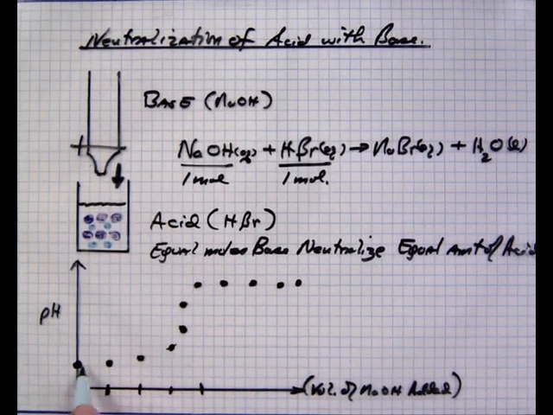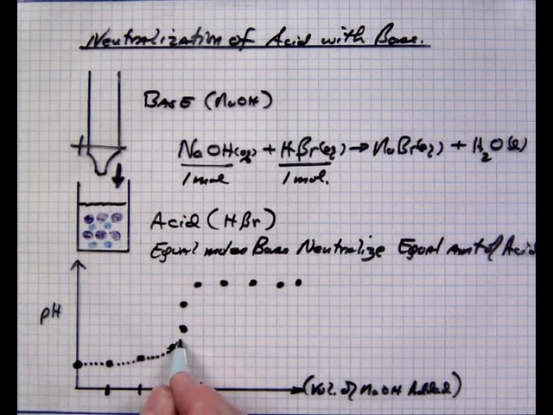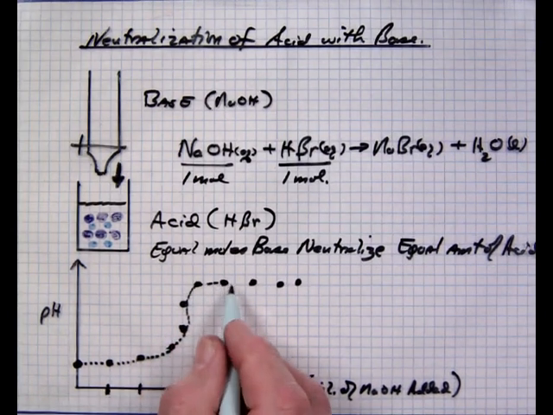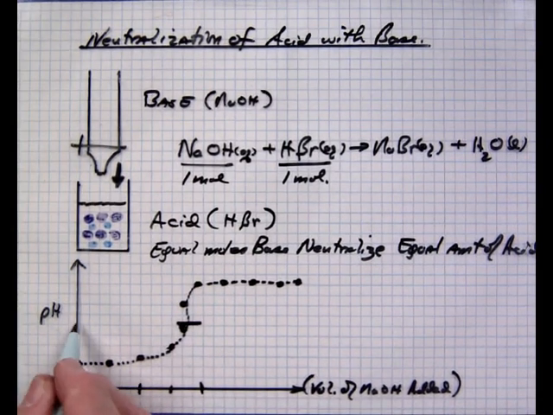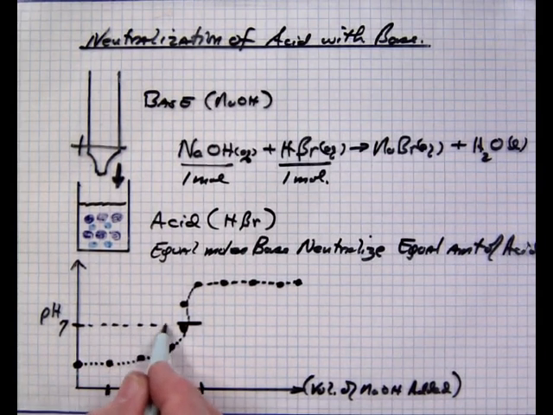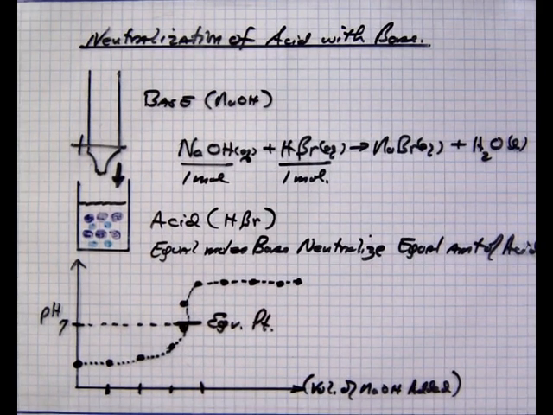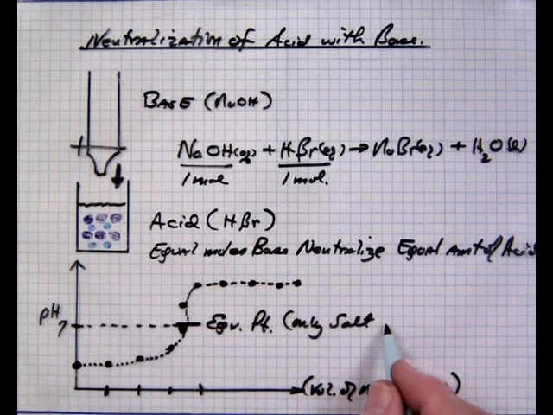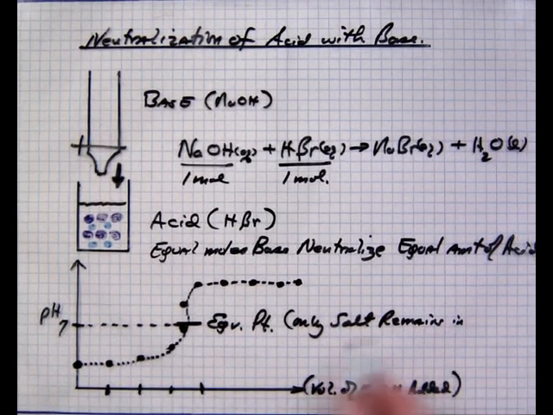So the reaction proceeds to neutralize the acid in the beaker, and as it does, the pH increases until we go through what is called the equivalence point, and in this case, for strong acid, strong base, would be a pH of 7. Only salt remains in the beaker.